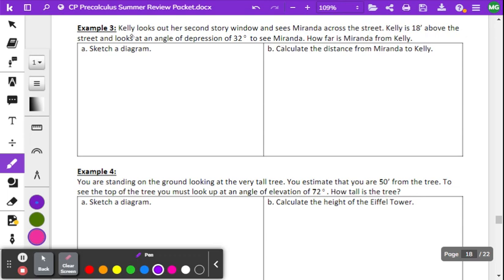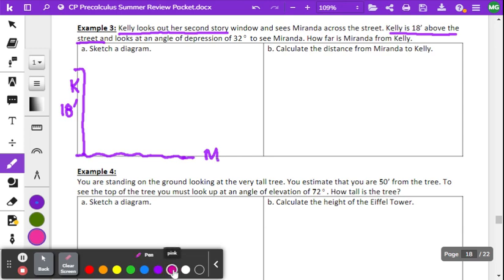Okay, let's get this straight. Kelly's in the second story. That is 18 feet above the street. So here we go. This is Kelly, and she's 18 feet above the street. And she sees her friend Miranda. Just put an M here. In order for her to see Miranda, she must look at an angle of depression of 32 degrees. So we have to pretend she's looking horizontally and then go down from that so she can see Miranda. And this is a 32-degree angle.